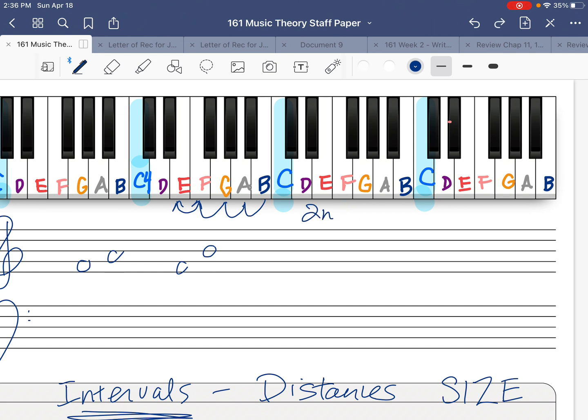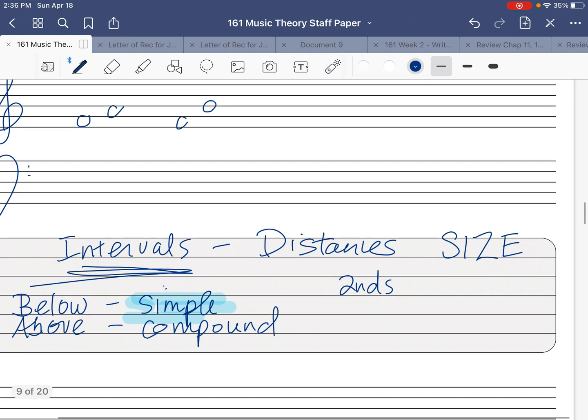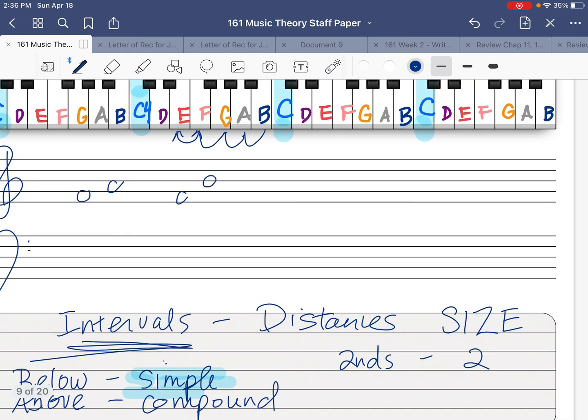And actually, I'm going to write this down here. Seconds, and we label them 2. Seconds are always two letters that are right next to each other, and they have to be different letters. So it has to be G to A. It has to be G to F, which would be a descending second. G to A would be an ascending second. G to F is a descending second. E to D, that is a descending second.